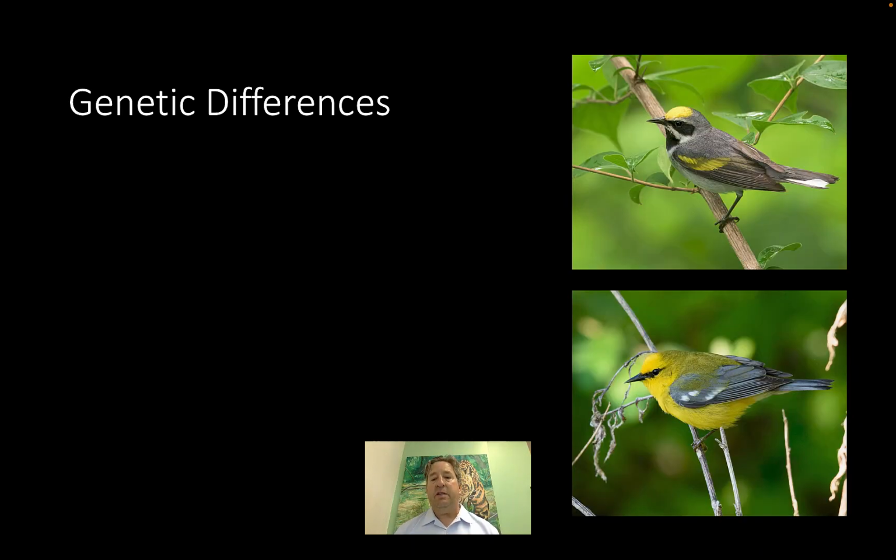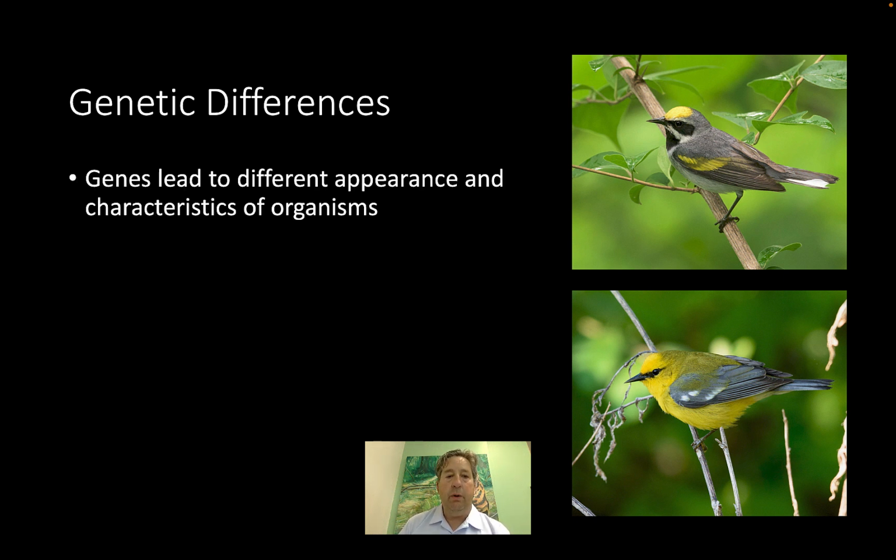Now we see that there are some differences in these birds. They look distinctive, they sound distinctive. So what are genetic differences that would lead to this? So we're going to step back and examine the whole principle of genetic differences, and then we're going to apply it to the blue-winged and golden-winged warbler.